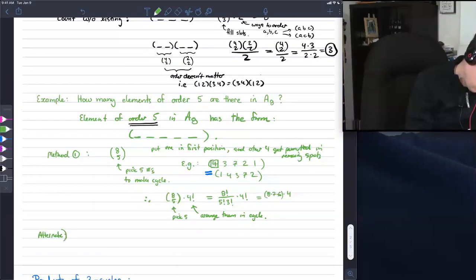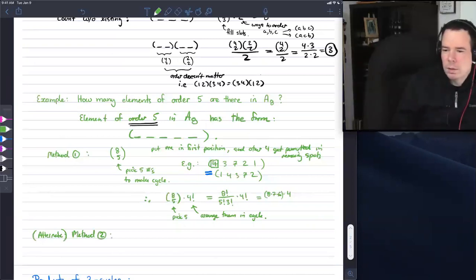Alternate, we'll put that in brackets. We'll call this method 2, maybe. Okay, again, I'm trying to count 5 cycles. So 1, 2, 3, 4, 5.